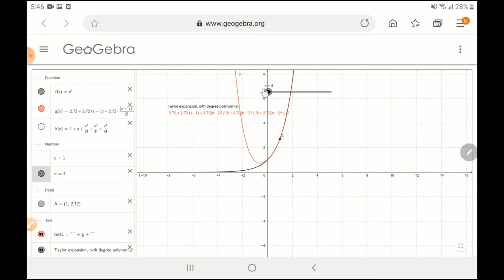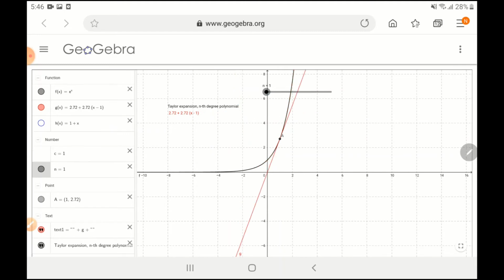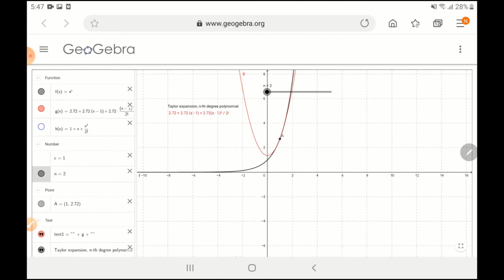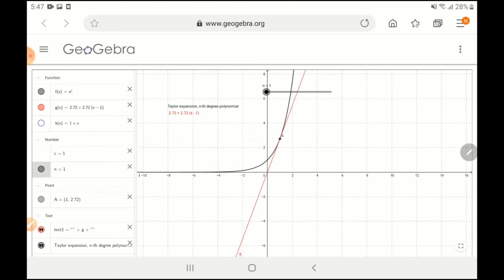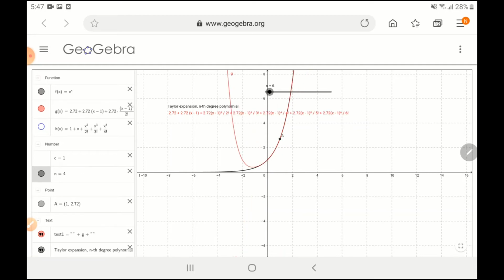As you can see, when I change n, when n equals 0, our series is actually just e. So 2.72 is just e. This red line is really not approaching our e to the x, not approaching our black curve. When we add another term, it gets quite close to our original function, right?